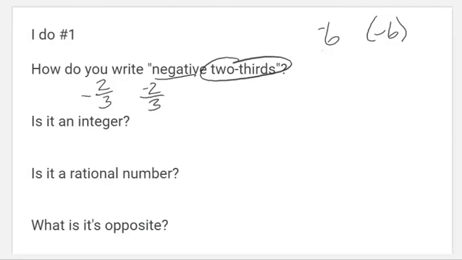This is negative 2/3, and this is also negative 2/3. So I don't want you to think these are any different, much like these look really different, but they both just mean negative 6. These look pretty different, but they both mean negative 2/3. The negative here is just with the 2. It's complicated, but I just want you to know they're the same. So this is negative 2/3, this is negative 2/3.